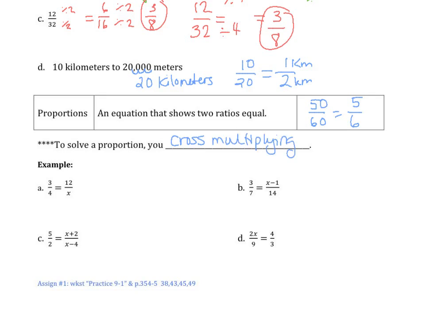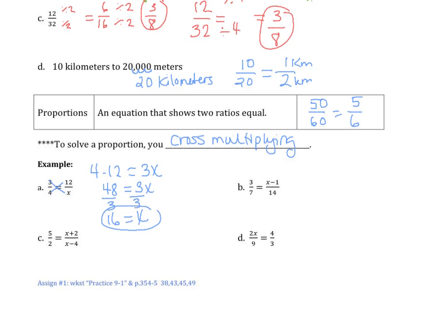Okay. So looking at our examples down here, I'm going to look at this first one. I'm going to do my cross products. So 4 times 12 is going to be equal to 3 times x. 4 times 12 is 48. That's equal to 3x. Solving for x here, I'm going to divide both sides by 3, and I get 16 is equal to x.